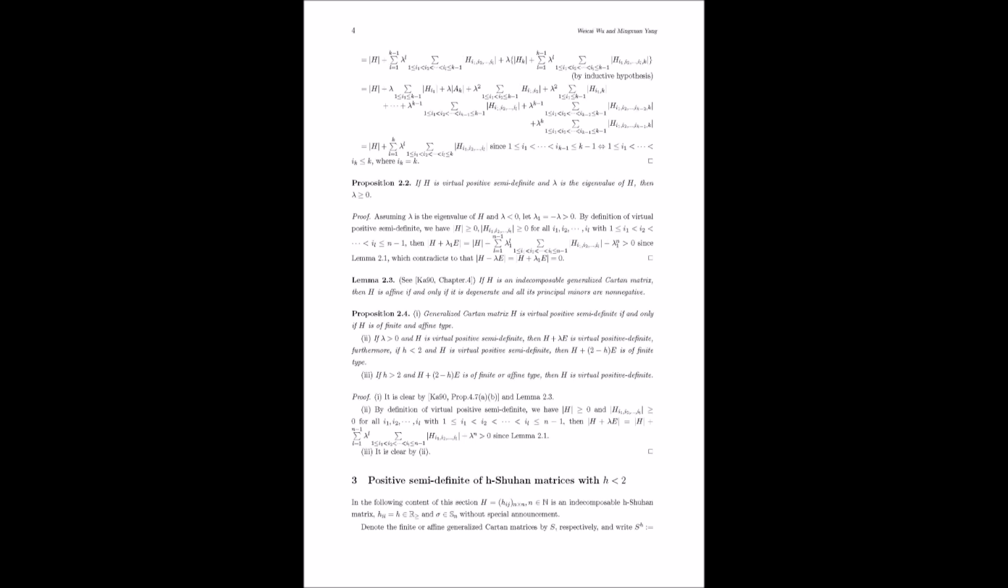I think this is all starting to come together. We've defined what h-Shuhan matrices are. We've explored those different types of positive semi-definiteness. We've even kind of decoded some of the key notation the paper uses. So I feel like we're building a really solid foundation here for understanding these really complex concepts.